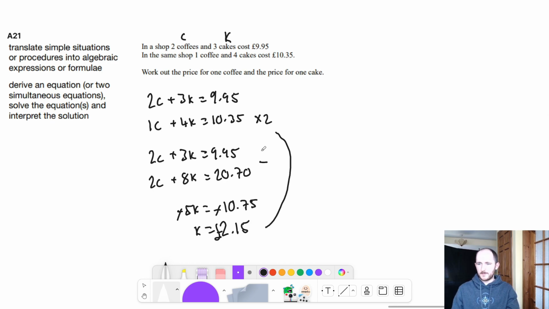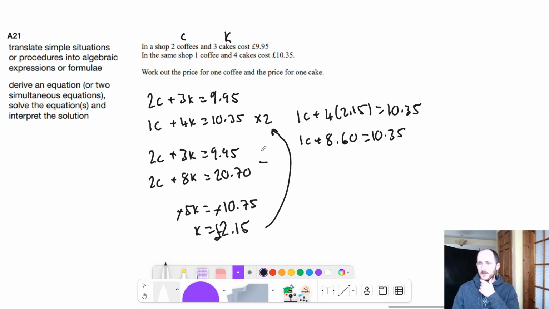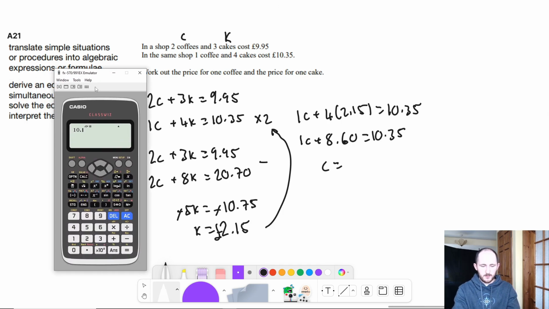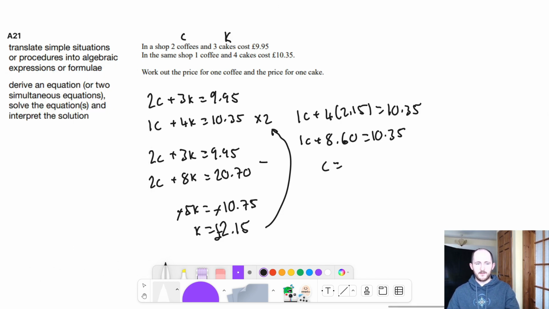So 1c plus 4 times 2.15 equals £10.35. So 1c plus £8.60 equals £10.35. So subtract it from both sides, and c is equal to, again, I'm not necessarily going to show you how to add and subtract properly. We're just going to use a calculator to get through this as quickly as humanly possible. 7 over 4, which is 1.75.